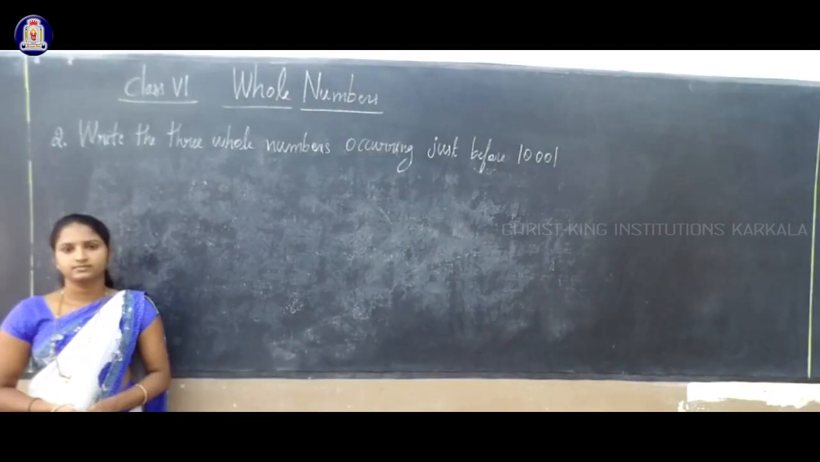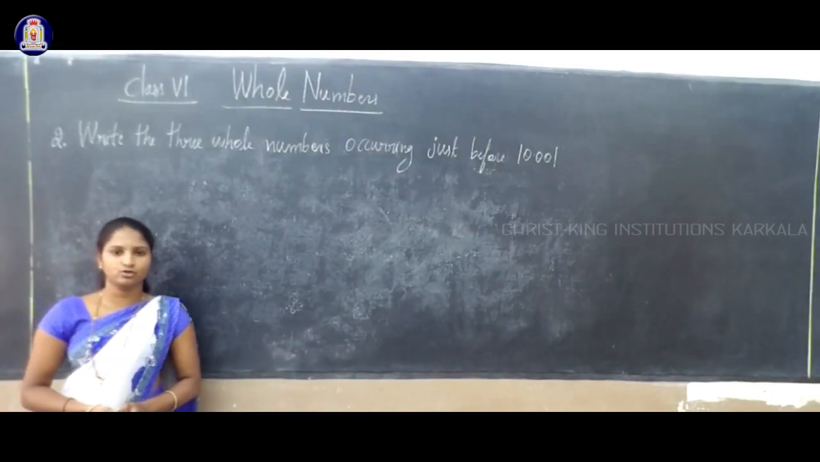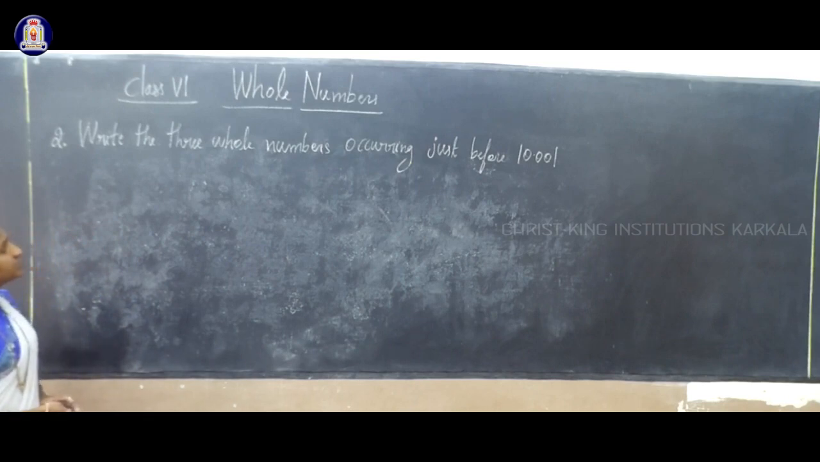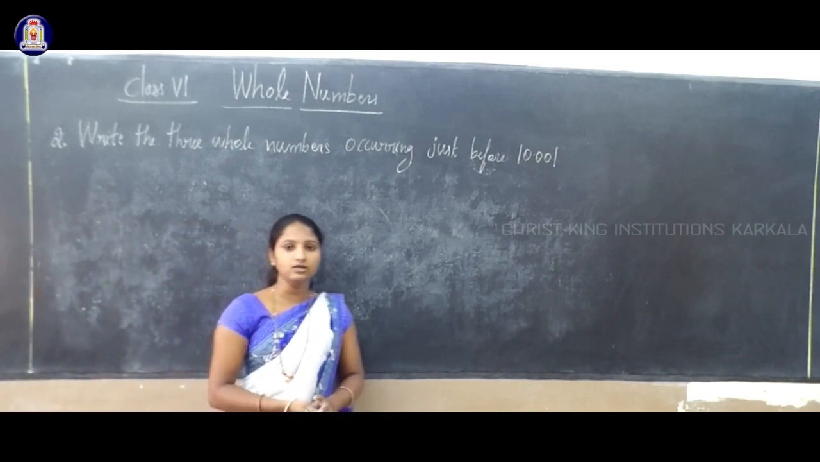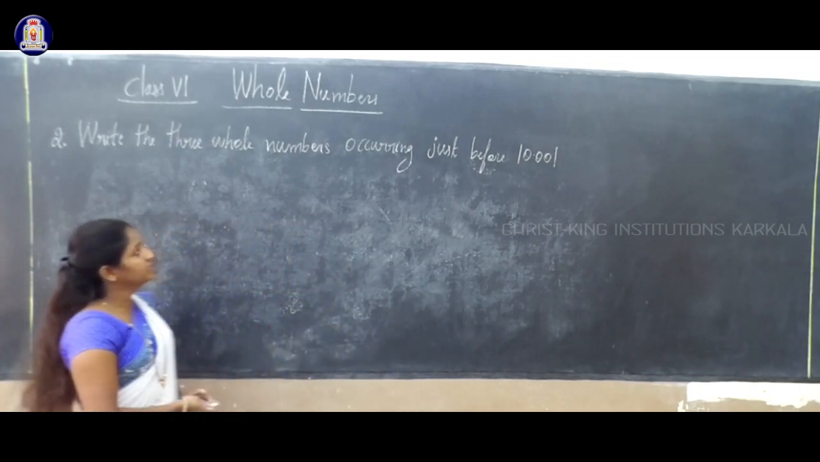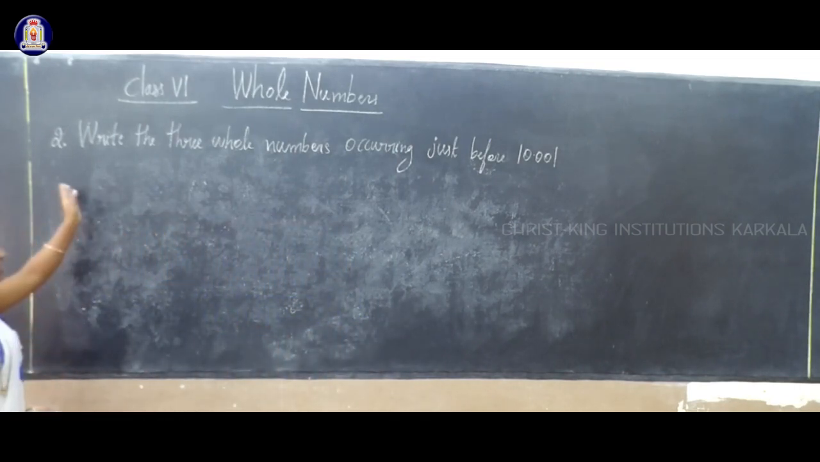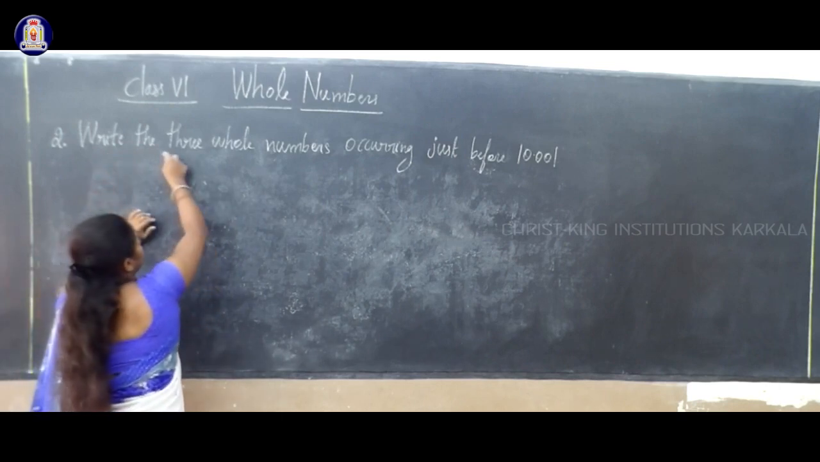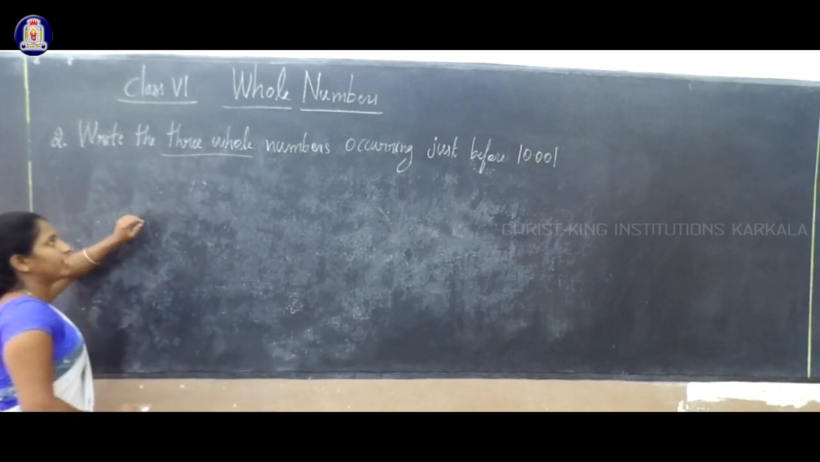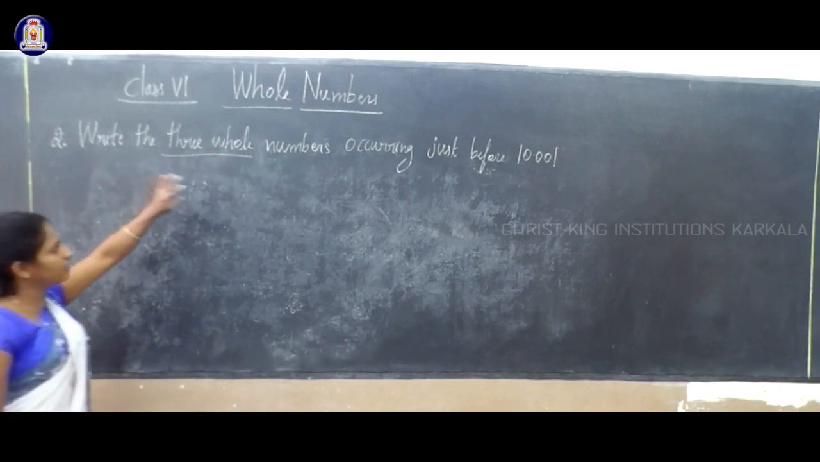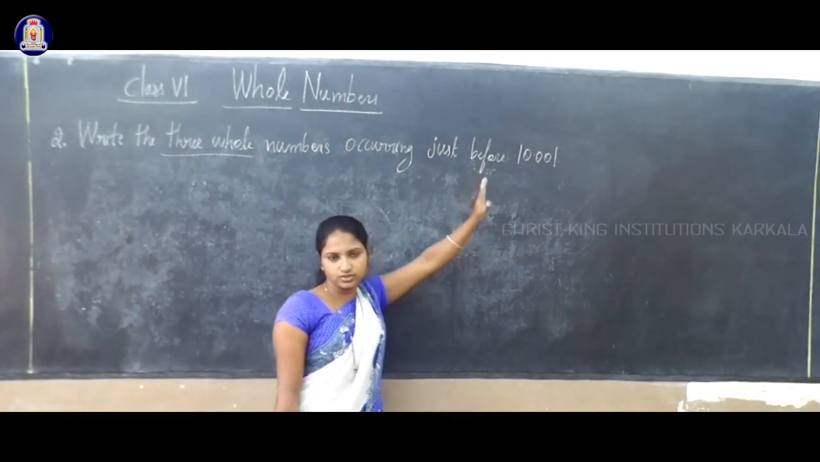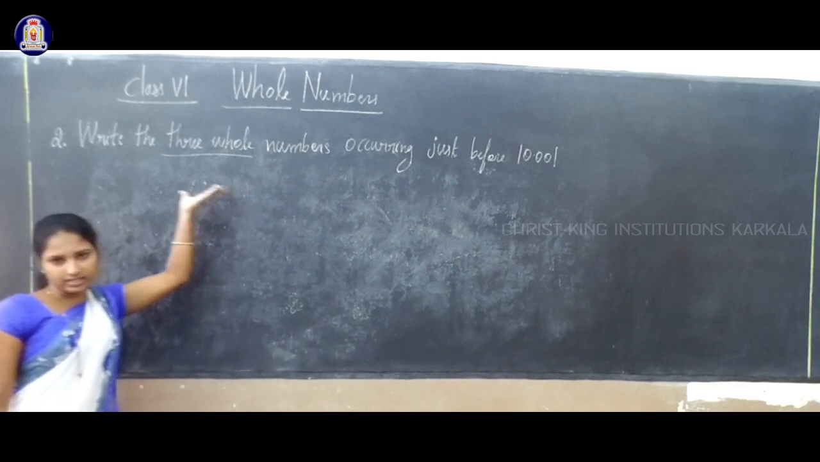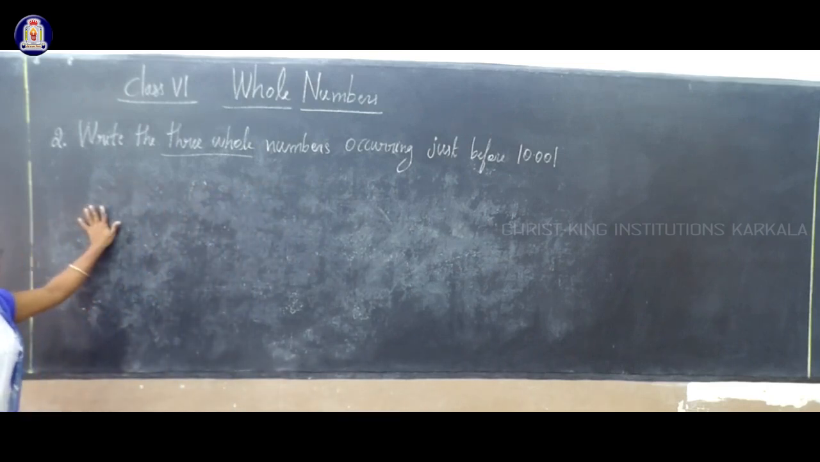Okay, then the second question is: write 3 whole numbers occurring just before 10,001. So we have to write the 3 whole numbers. Here it is mentioned how many whole numbers you will write: only 3 whole numbers occurring just before 10,001. So just before 10,001 means predecessors of 10,001.